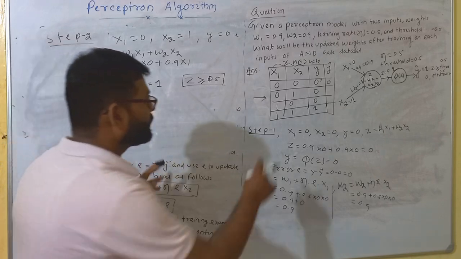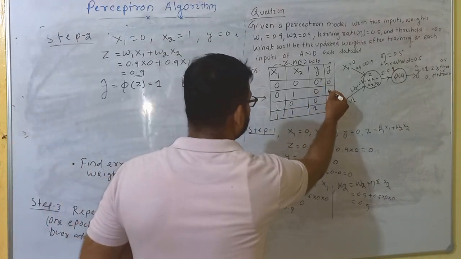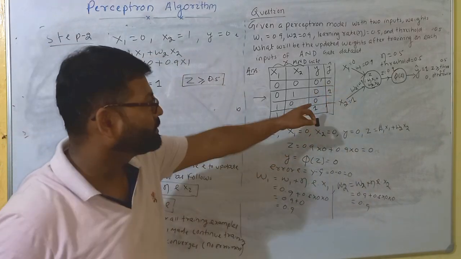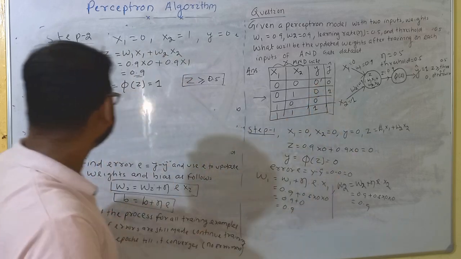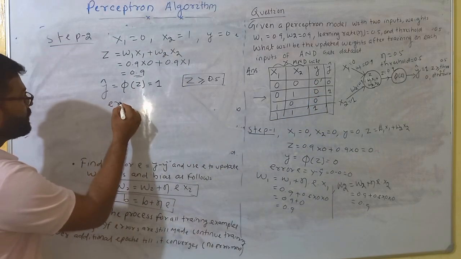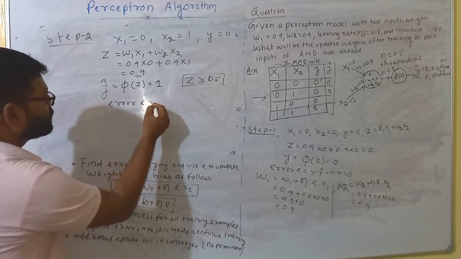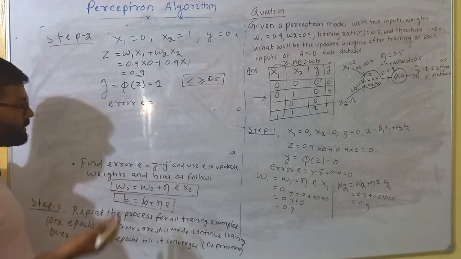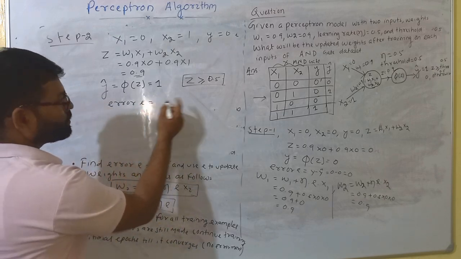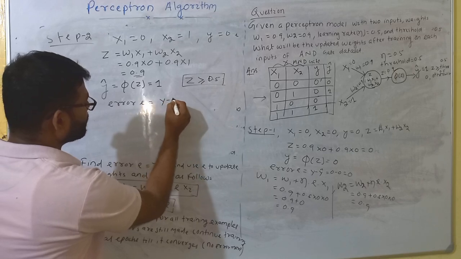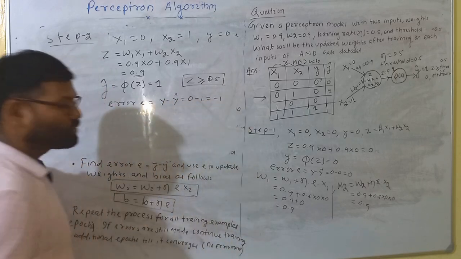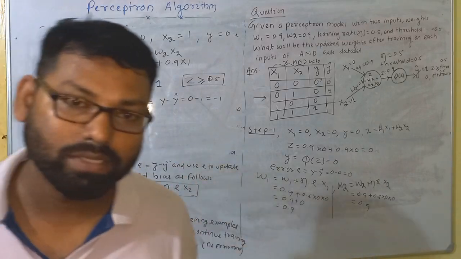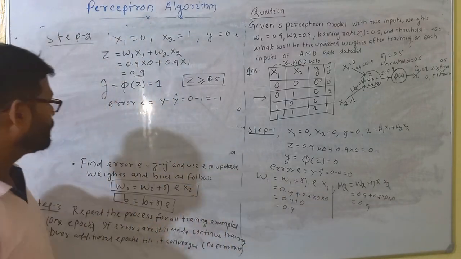So you see, what is the real output? 0. What is the predicted output? 1. So you see here the error is coming. The real output is 0, the predicted output is 1. So find the error. Error E is equal to y minus y cap, which is equal to 0 minus 1, which is minus 1. Error coming means you have to update the weights. So now we'll update the weight.